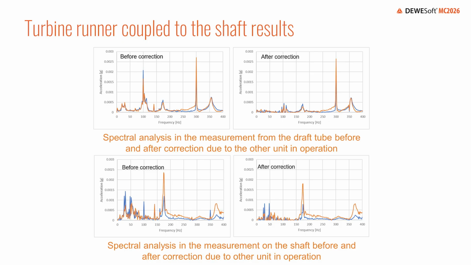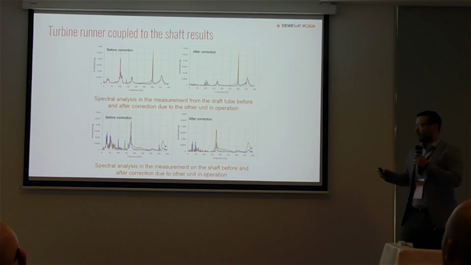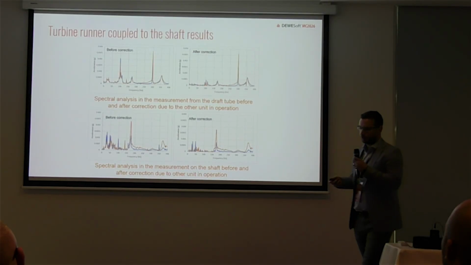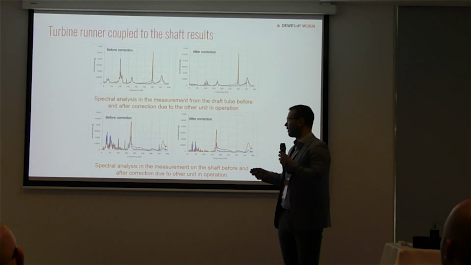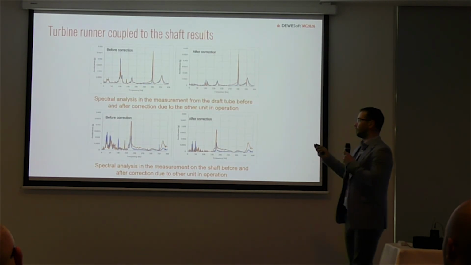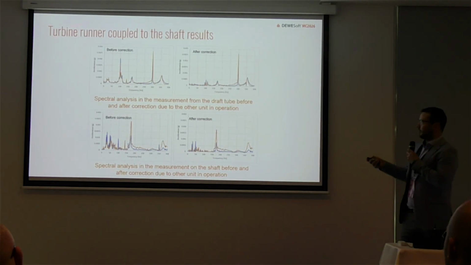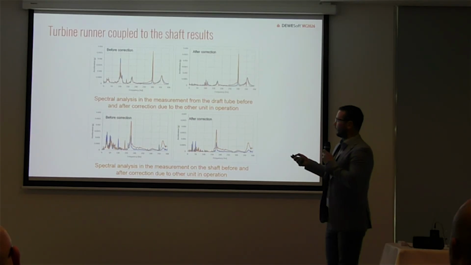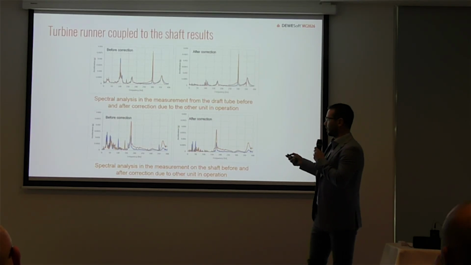So we have to do the corrections. We measure and calculate the frequencies that are already on the shaft and the turbine runner when we don't hit it. So this is some vibration that's already there, and when we hit it and do the bump test, we remove these frequencies to get a clearer picture of what actually happened.